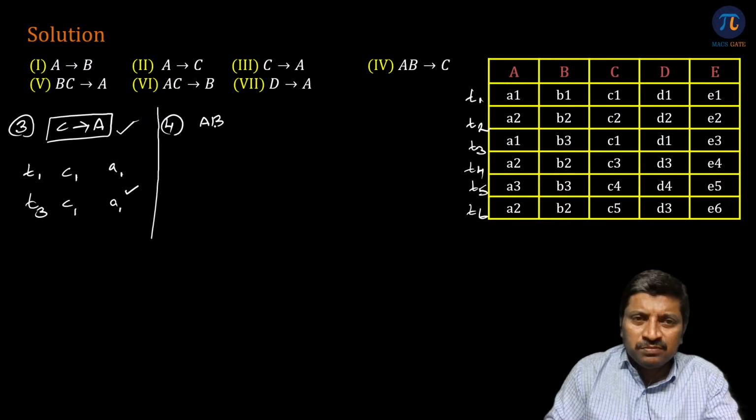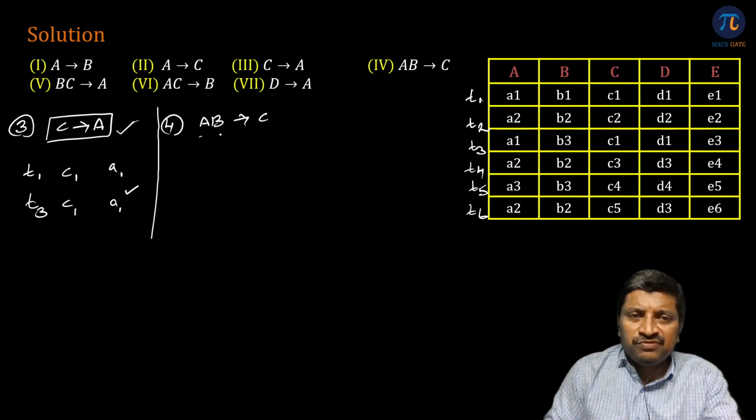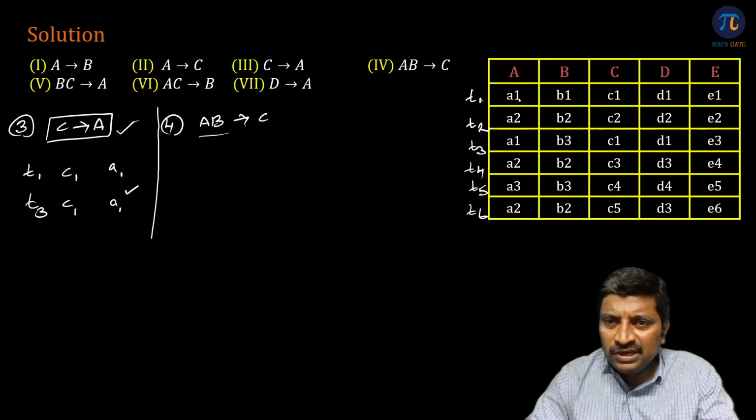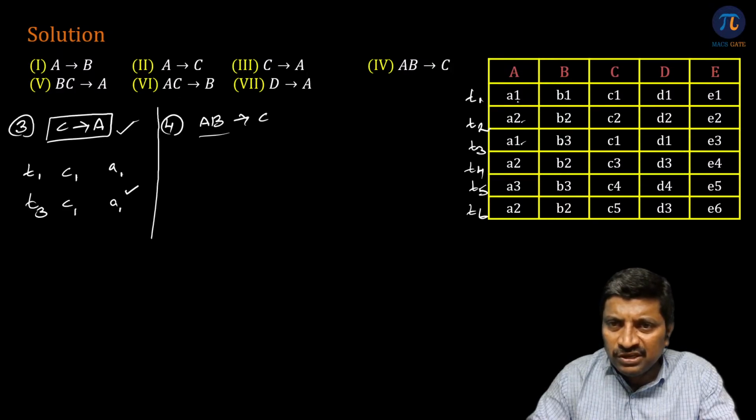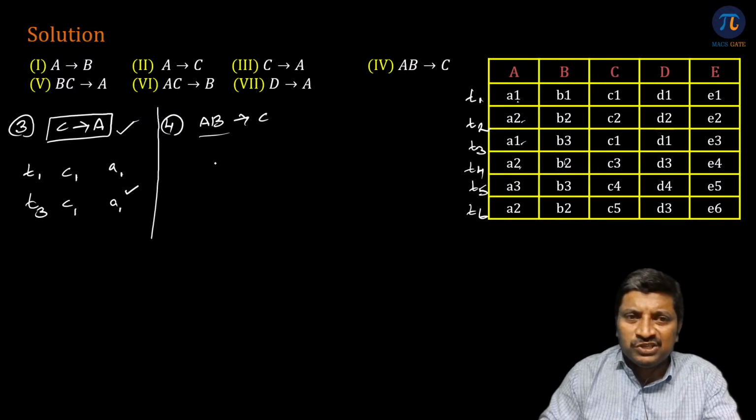AB goes to C. First verify the values of AB. Sir, I have A1, B1, A2, B2, A1, B3, A2, B2. There are duplicates, sir. Please verify it.